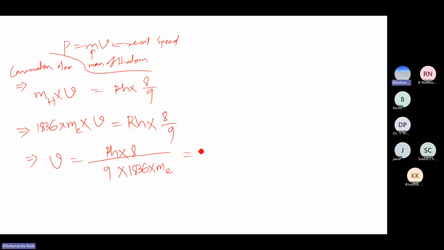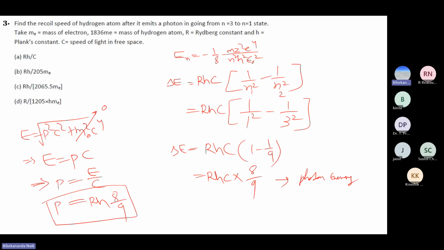So if you calculate it, it will be RH divided by 8 by 9 into 1836, which will be 2065.5 into ME. So this will be the recoil speed of the hydrogen atom, because a photon is emitted due to a transition from n equal to 3 to n equal to 1 state.